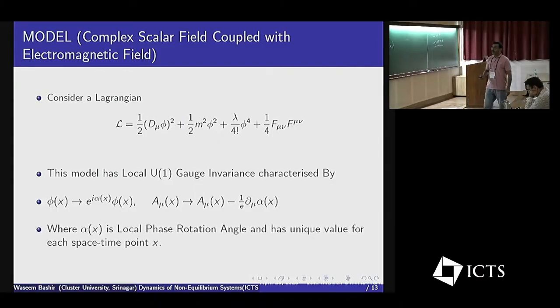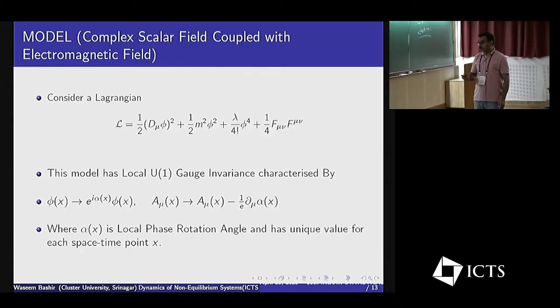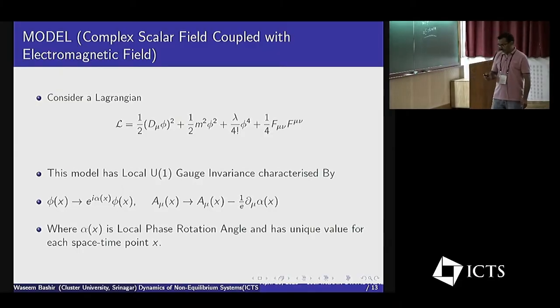So now, what sort of effect does that spin phase locked region have on this model? What we ask is what happens if this alpha(x), which is the local phase rotation, and surely it has a unique value at each space-time point.